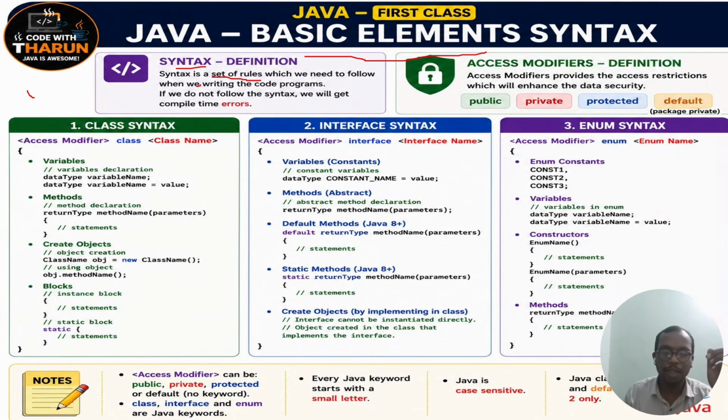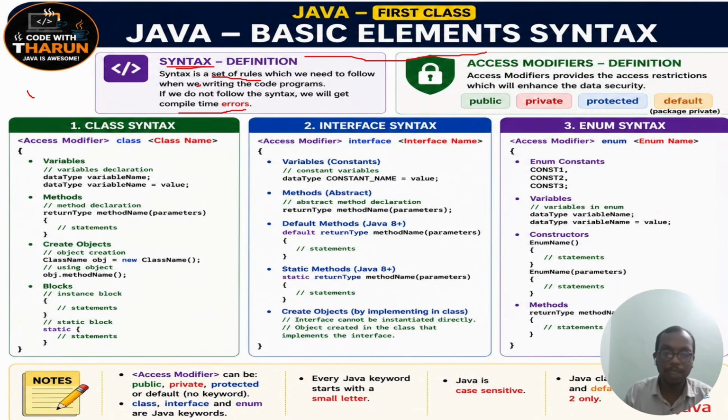Similarly, Java also has its own grammar. That grammar is called syntax. If we don't follow the Java syntax, Java cannot understand our program. Instead, it will give compile time errors.